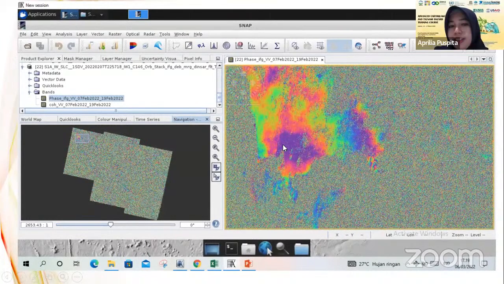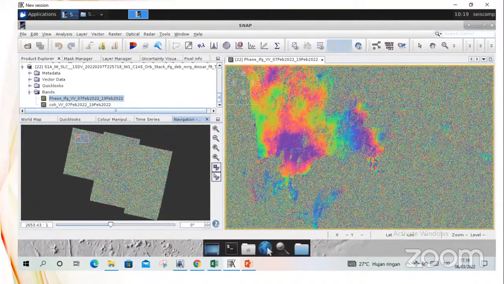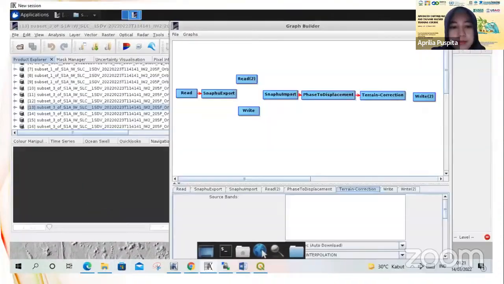It has the same, but the difference is in the orbit of the satellite. We know the orbit of the satellite is not perpendicular in direction, but is tilted, from angles. So we need to correct it with a terrain correction.